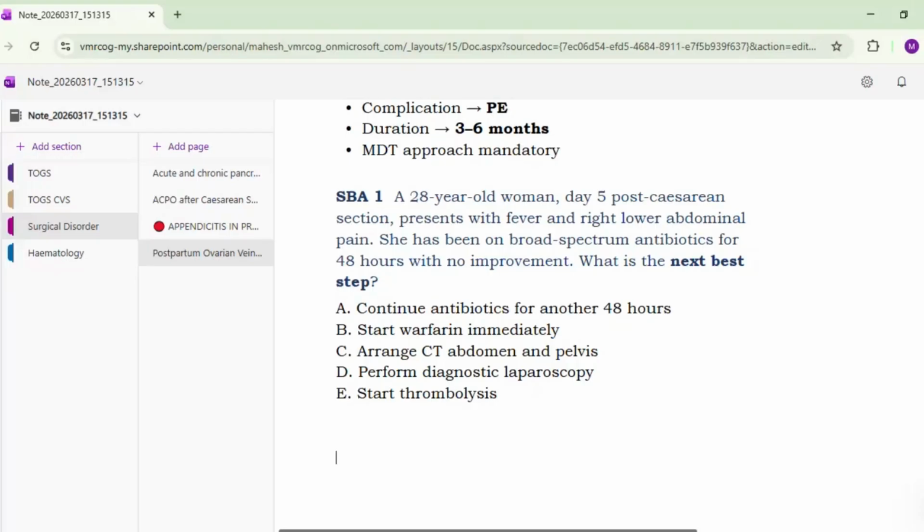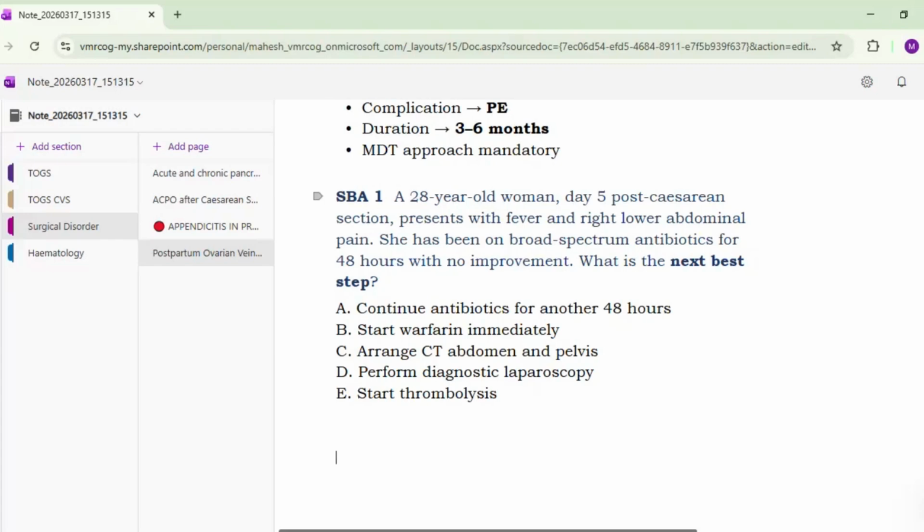It is to start warfarin immediately, anticoagulation. I think we should diagnose it first. Now here you have right lower abdominal pain, fever, day 5 C-section. We cannot rule out appendicitis also. Broad spectrum antibiotics she has already been given. Think as a broad case, don't think only with respect to one thing. So we should investigate, come to a diagnosis, and then treat. So I think C and D is going to be confusing, no?